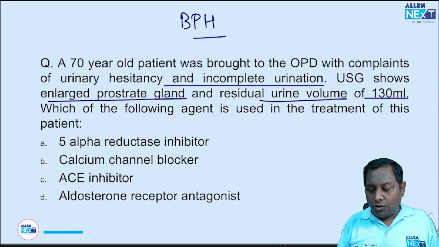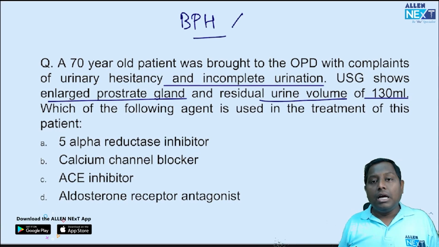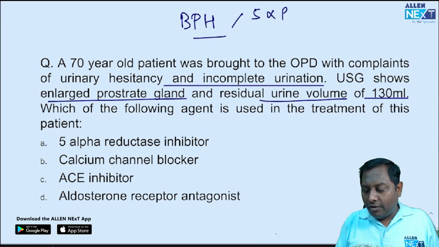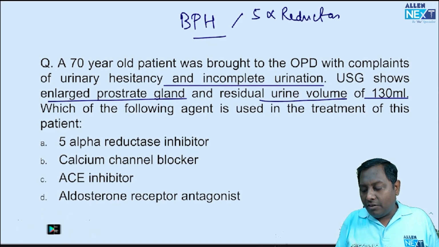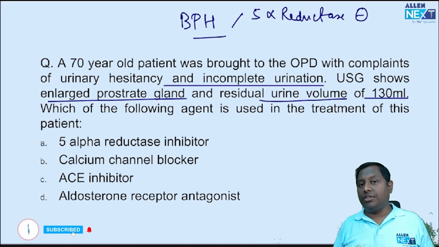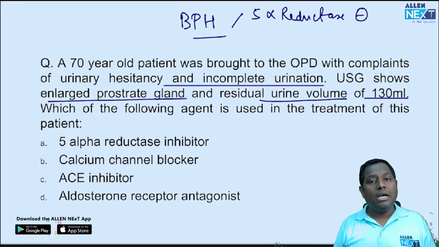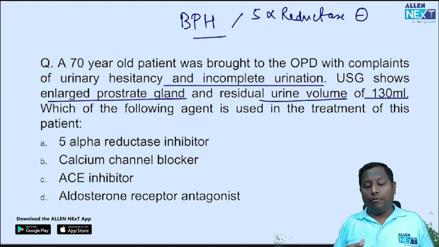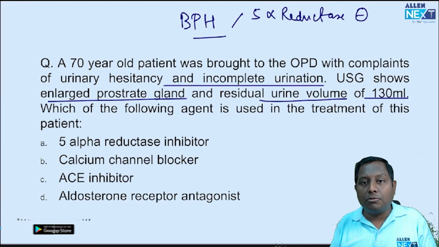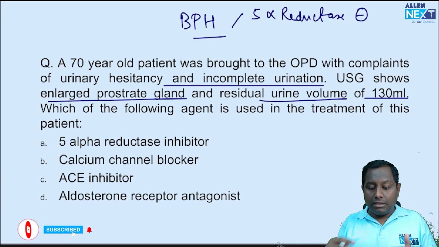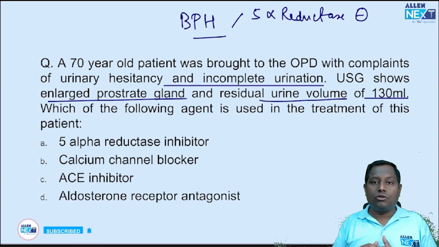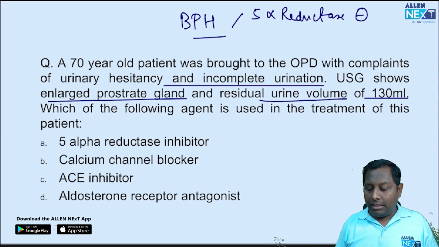And in BPH, we always use some important agents. One is the 5-alpha reductase inhibitor. It inhibits the conversion of testosterone to dihydrotestosterone, which is the active form that is mainly involved in the enlargement of the prostate gland. So ultimately the size of the gland also decreases through this. We can use a 5-alpha reductase inhibitor.